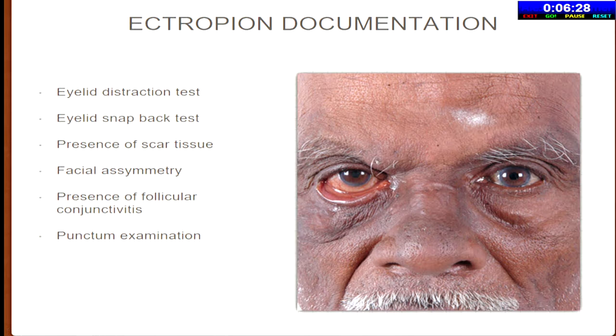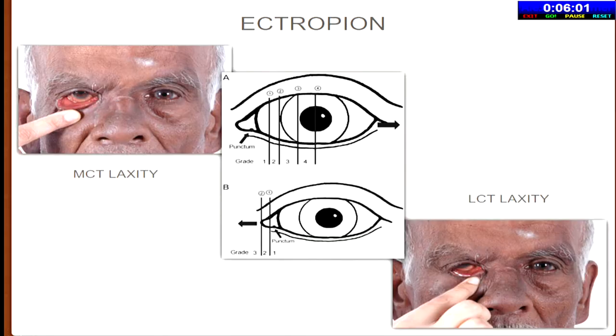So coming to ectropion documentation, ectropion is again eversion of the lid, and the same tests are done like eyelid distraction test, snapback, and also you look for any scarring of the anterior lamella, which means it's a cicatricial ectropion. Look for any facial asymmetry. If there is any history of trauma, they can have facial asymmetry. Look for any follicular conjunctivitis, and also do a punctal examination, because chronic ectropion can lead to punctal scarring and also keratinization. Again, both these examinations I have already told.